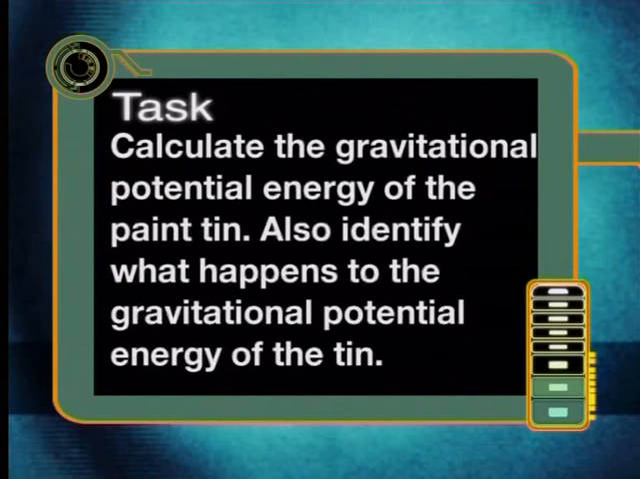Now, unfortunately, just before he climbs down the ladder, the paint tin falls from the top step. The weight of the tin is now 32 Newton, and the top step of the ladder is 1,8 meters above the ground. For your task today, calculate the gravitational potential energy of the paint tin. Also, identify what happens to the gravitational potential energy of the tin.